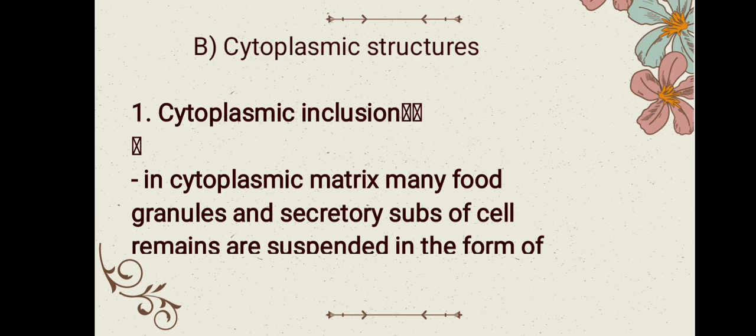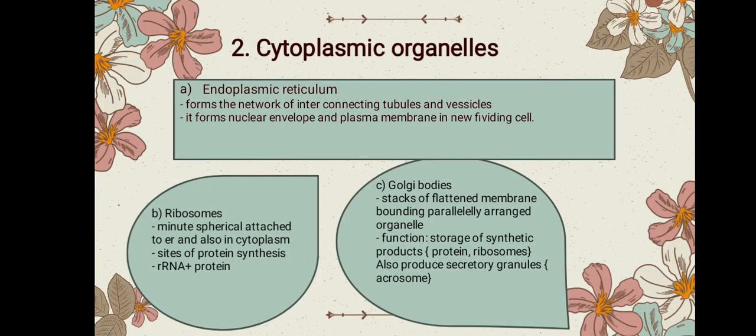Now the cytoplasmic organelles, which include all those organelles like the ER, ribosomes, Golgi bodies, etc. These are the most important as they perform various important metabolic functions such as synthesis, transport, storage, support and reproduction, etc. Now they include the following. The first one is the ER, that is endoplasmic reticulum.